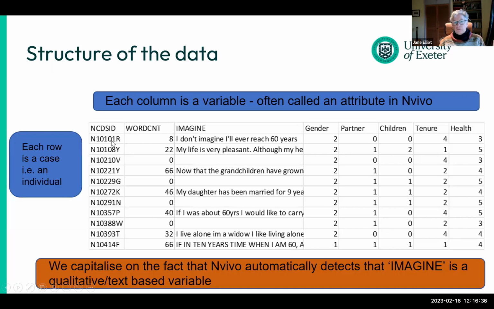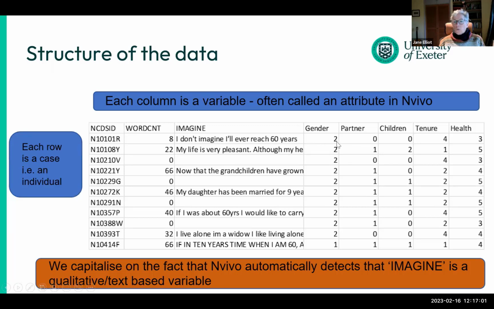We've got thousands of cases available to us to analyze. The next column, word count, is how many words somebody used to answer the question. And then here's our really key qualitative variable, imagine. So this is where the textual data is. And you can see the first response here, just 8 words. Very sadly, I don't imagine I'll ever reach 60 years.